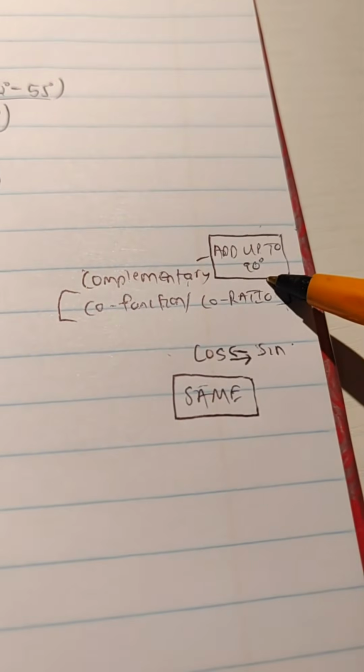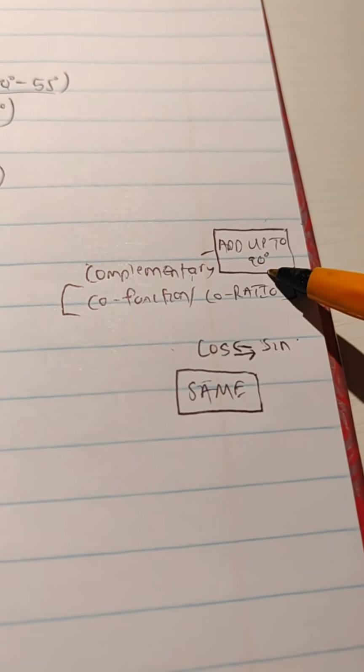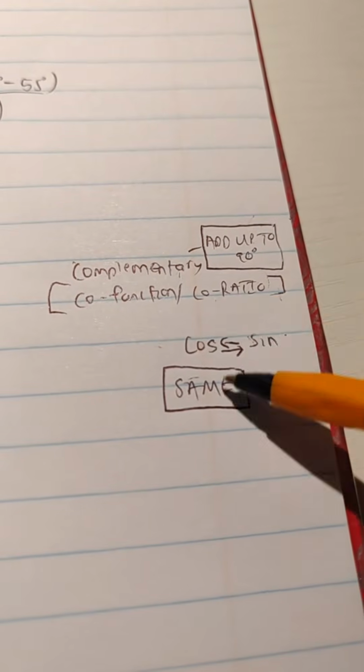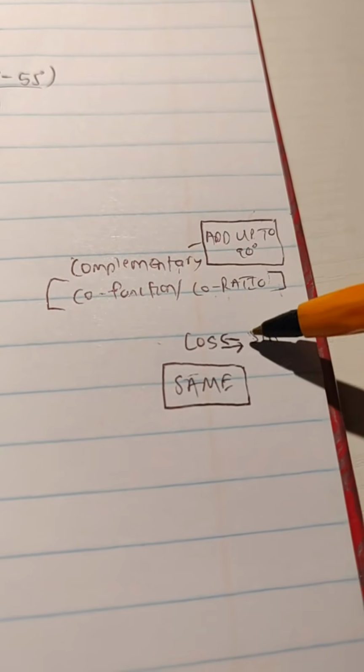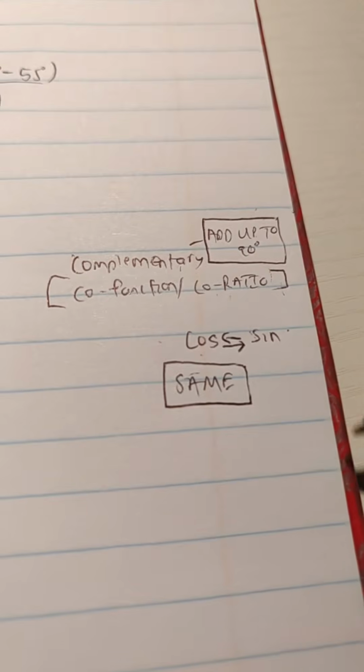I repeat, if our angles add up to 90 when we add them up, and our trig ratios are respectively cos and sine, then it means those trig ratios are exactly the same. Let me show you what I mean.